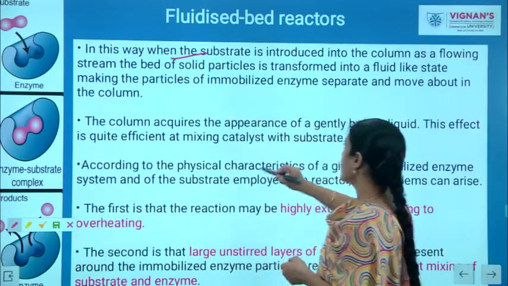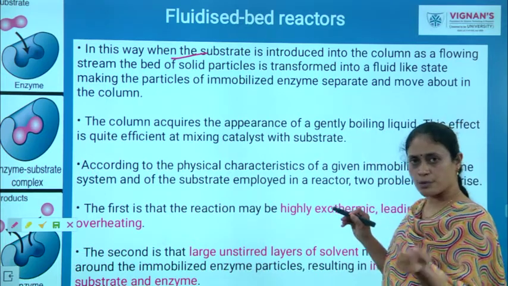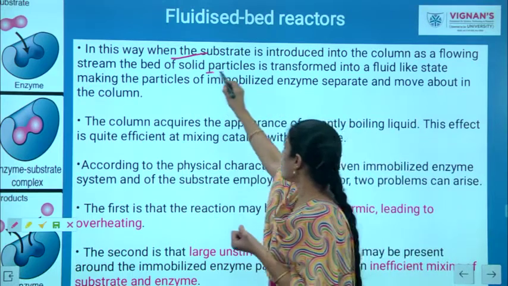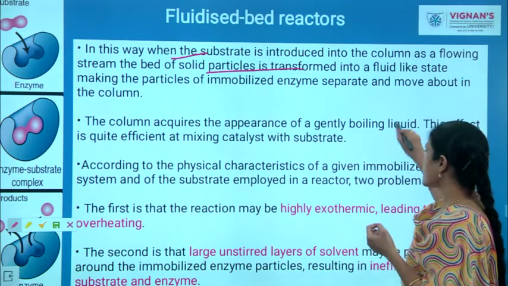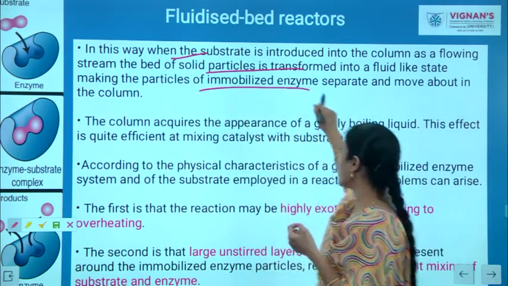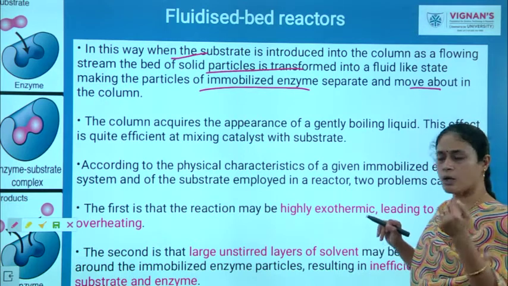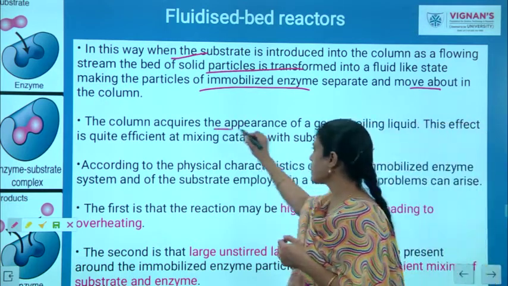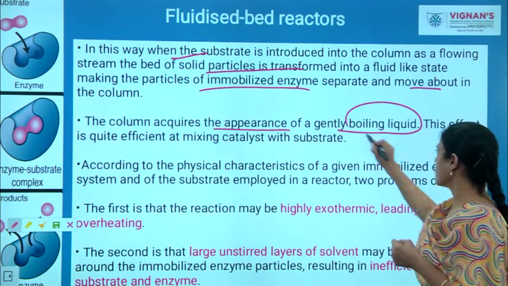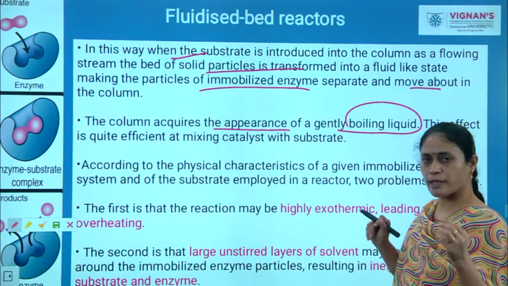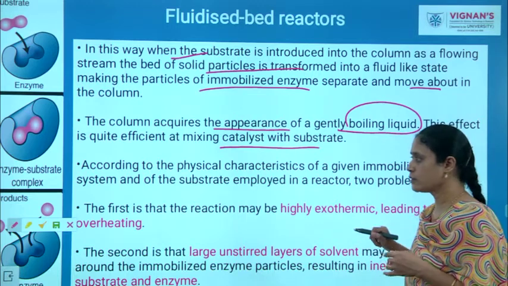In this way, when the substrate is introduced into the column as a flowing stream, the bed of solid particles is transformed into a fluid-like state, making the particles of the immobilized enzyme separate and move about in the column. This column acquires the appearance of a boiling liquid. This effect is quite efficient at mixing catalyst with the substrate.